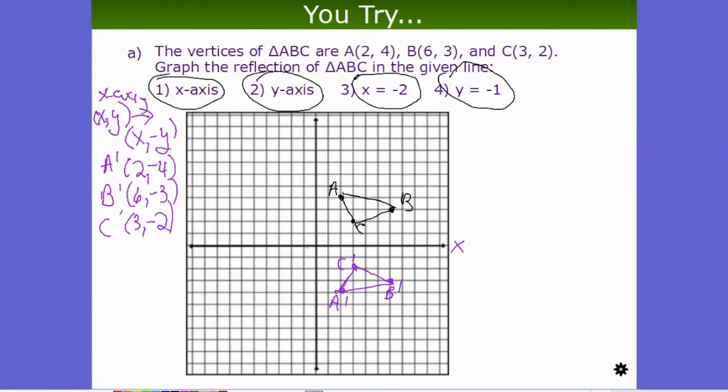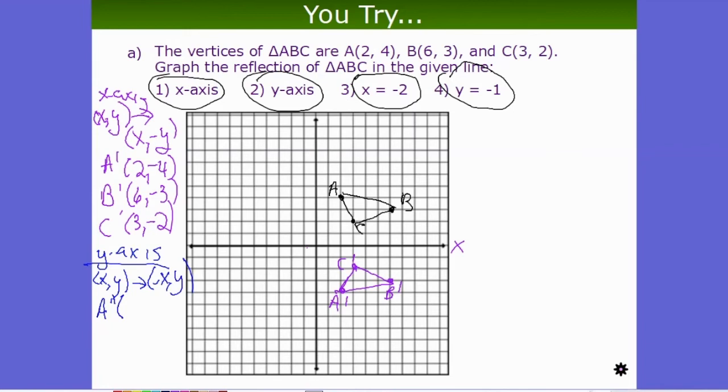Let's do a different color for the y-axis. So for the y-axis, the mapping is you have an xy. Now the x becomes opposite, but the y stays the same. So I'll call this a double prime just to differentiate from the other one.